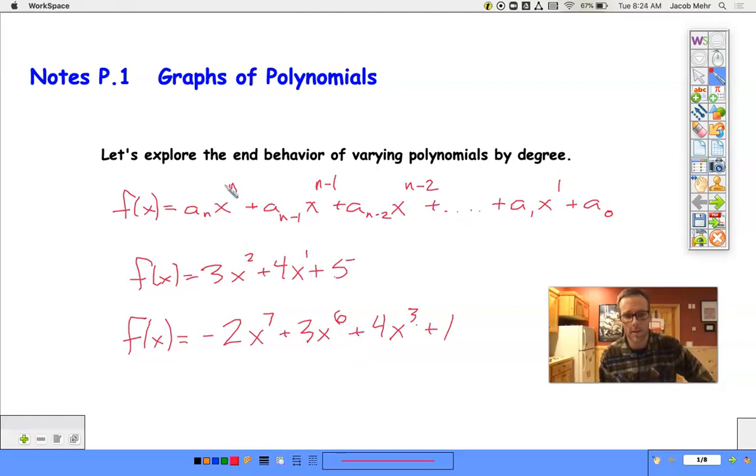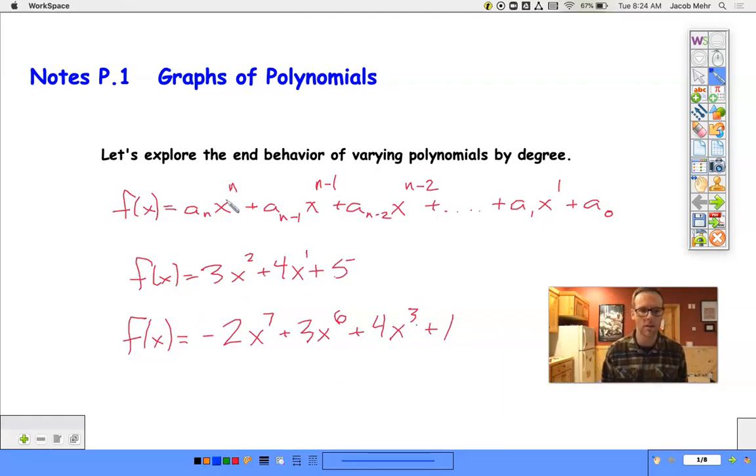Now, polynomials, these n's, okay, these powers, they have to be whole numbers. We can't have an x to the 1.5. That's no longer a polynomial. That would be a radical type of function. But these are what polynomials look like.